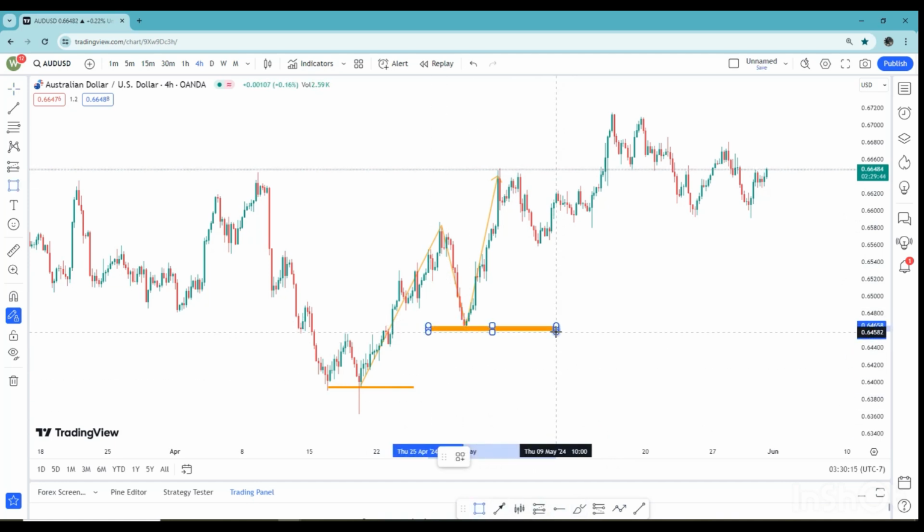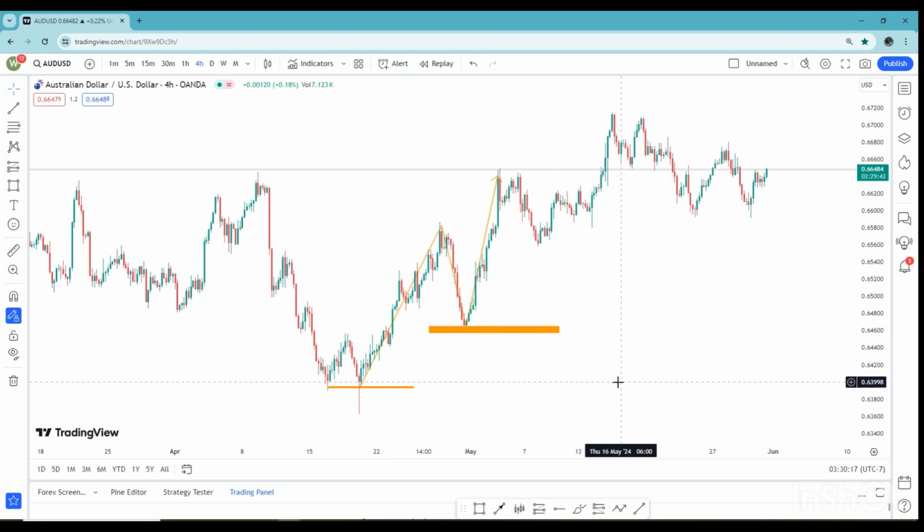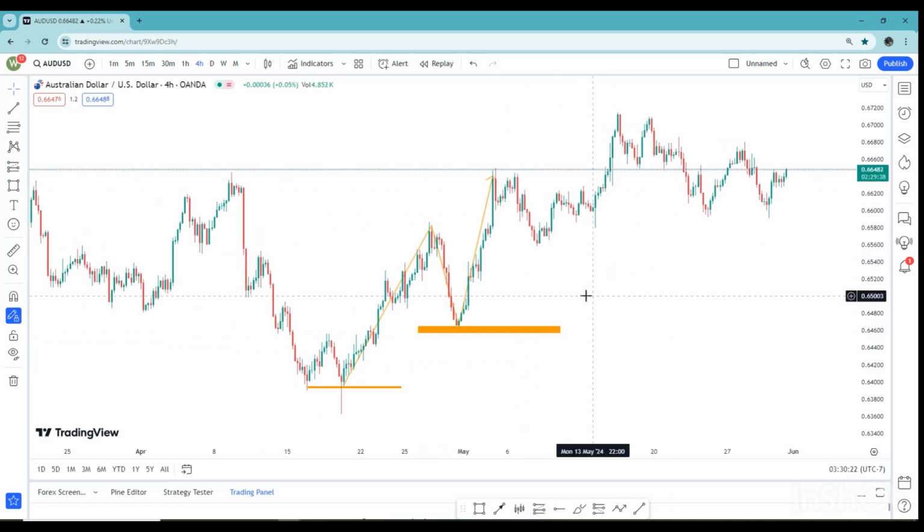So let me show what I mean by that. Now what we're expecting is we will be waiting to see if the market is gonna break this one right here. If the market doesn't break this zone, then we already know that it's time to go for a buy. So let me show you what I mean by that.